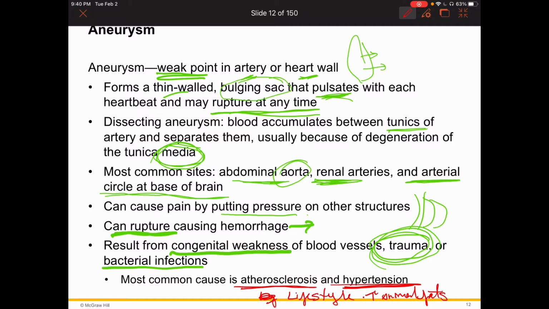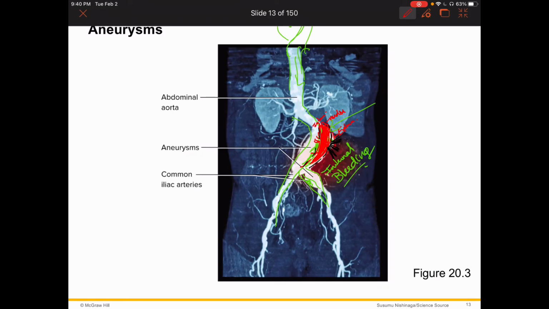Hypertension, obviously, as well. So high blood pressure forcing those walls open and really expanding on any kind of damage within the blood vessel walls. Okay, so that is aneurysm, and I'm glad we went over it briefly.